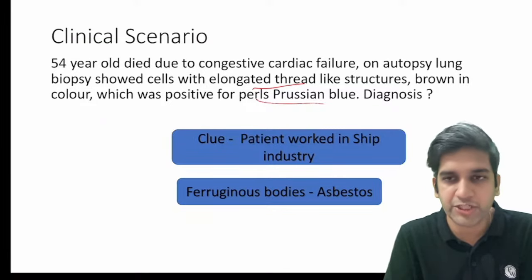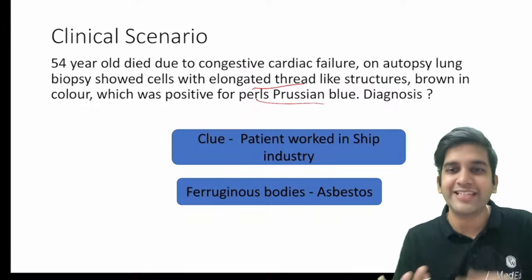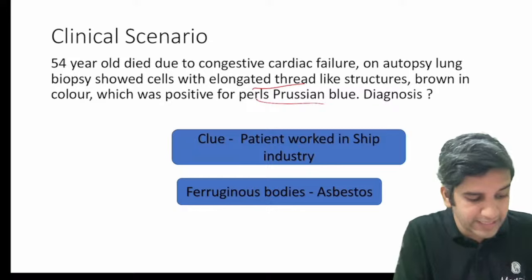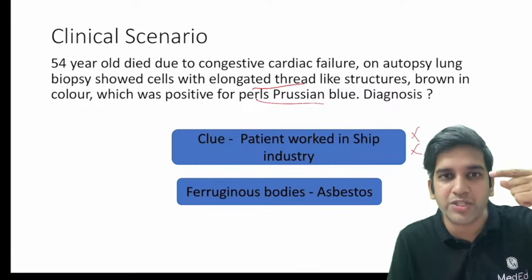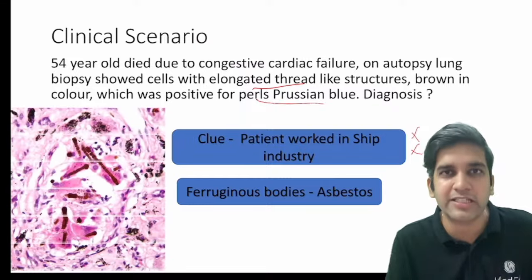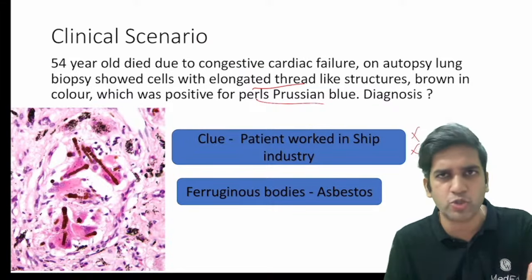The patient was working in a ship industry. And obviously, you know, it's asbestos, right? This is asbestos. This is an indirect thing. This is the most important clue. I didn't give that clue because I want you to envision how an asbestos body looks. This is a classical asbestos body which has been asked previously in exam. Obviously, an asbestos body or a ferruginous body has to be positive.